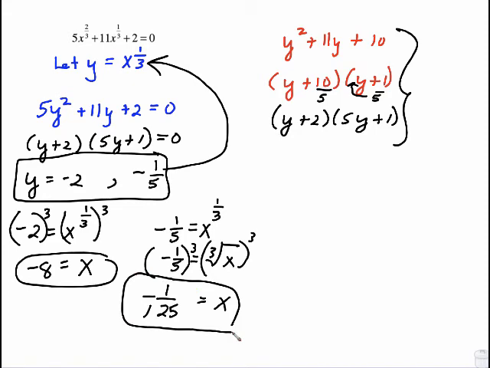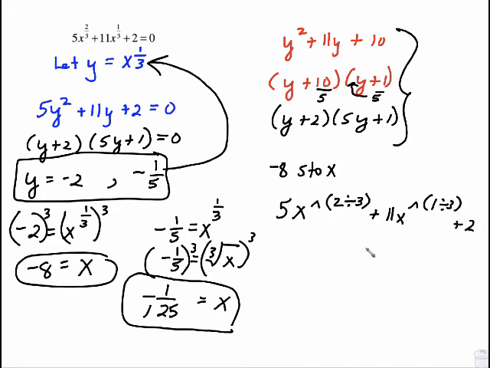So those are my two solutions for x. And they both do check. You can do stow, but if you're going to do stow, let me just go over some parentheses for you. If you do negative 8, stow as x, and then come back and type in your polynomial 5x caret parentheses 2 divided by 3, because that exponent is a fraction, plus 11x caret parentheses 1 divided by 3, and then plus 2, and that works out to be 0, and then this one also works.